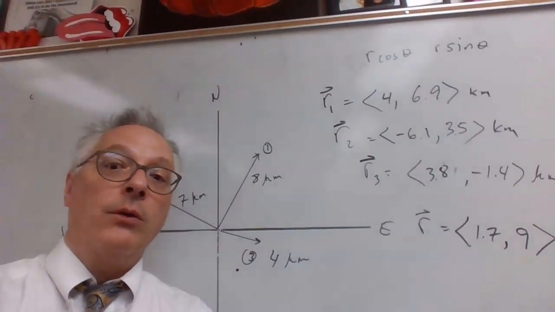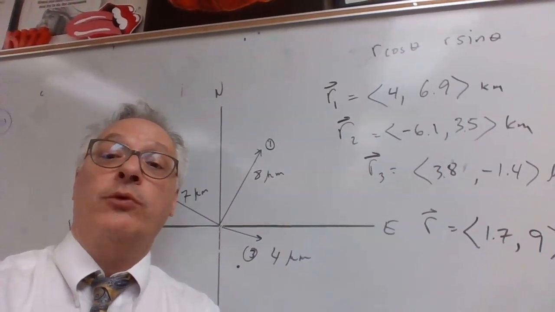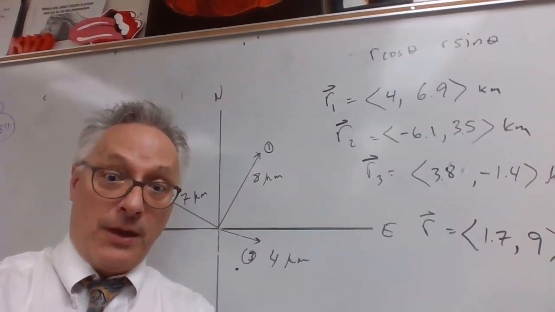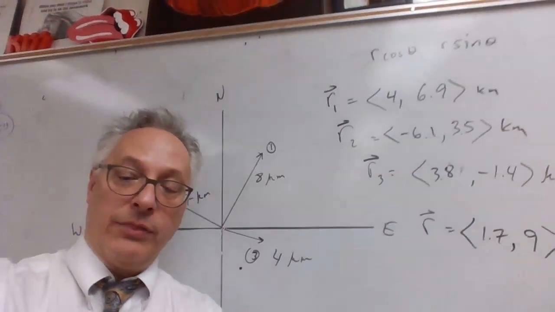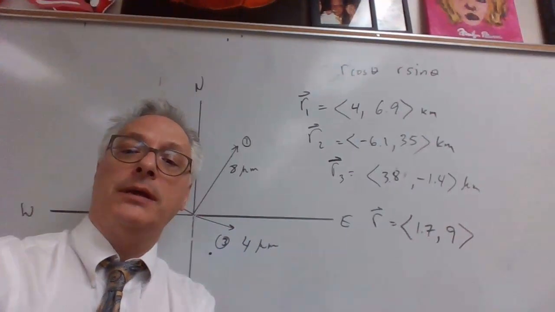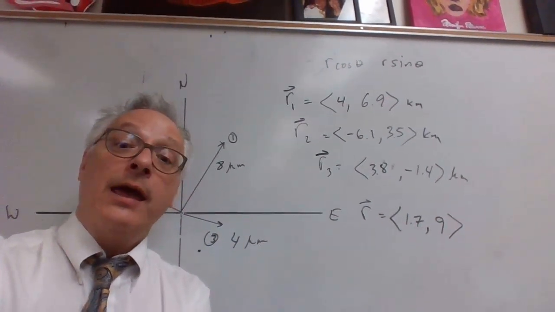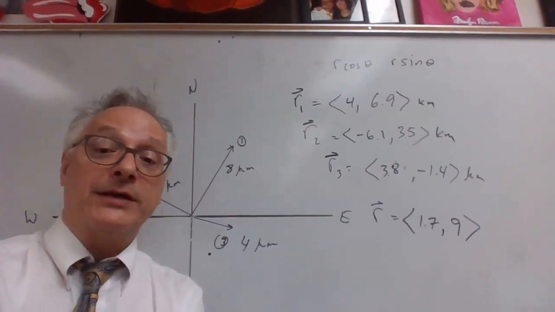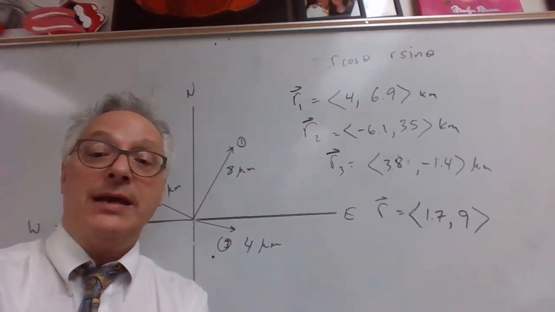You end up getting r1, the components are 4 and 6.9 kilometers. R2, negative 6.1 and 3.5 kilometers. R3, 3.8 and negative 1.4 kilometers. And when you add those up, the respective x and y components are 1.7 and 9.